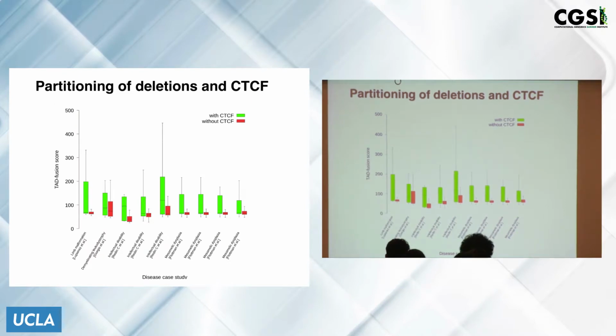So we did that for all 8 deletions. We looked at the 20 kilobase deletions that remove CTCF binding sites versus the ones that didn't remove CTCF binding sites. And we can clearly see that the ones that remove CTCF binding sites are getting a higher score than the ones that did not remove CTCF binding sites.